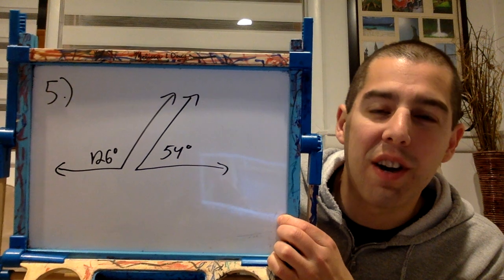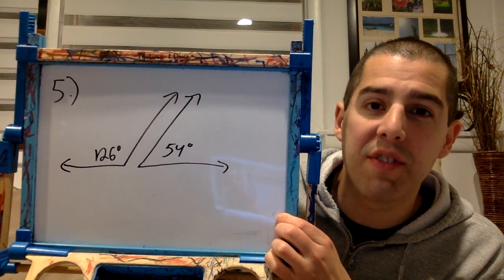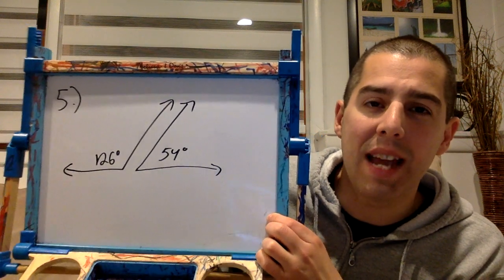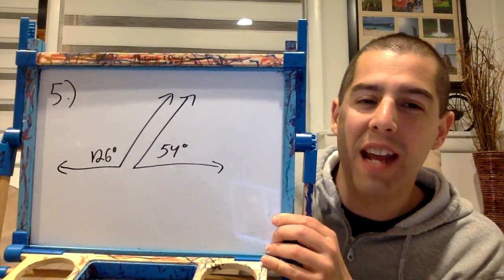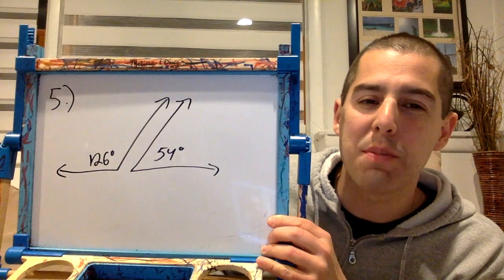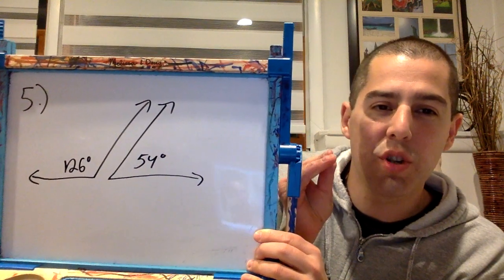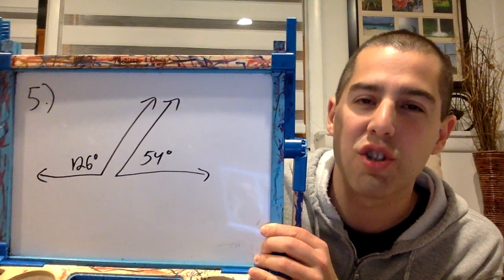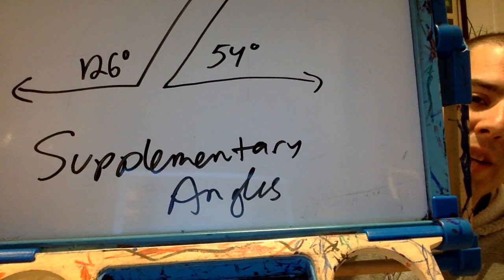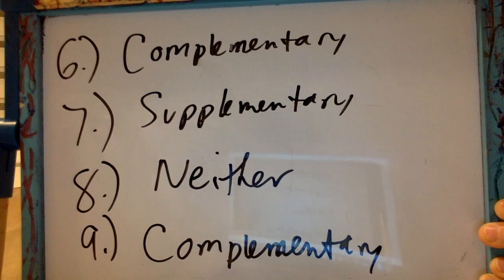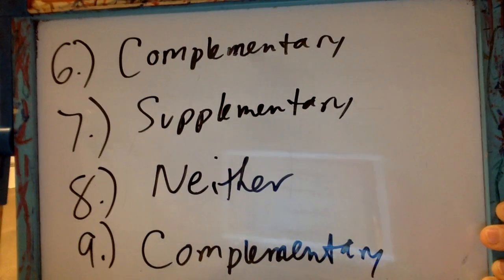Number 5, 126 degrees and 54 degrees, if you add them together, what would you get? 180 degrees. And in fact, you can even see the way this picture is set up that if I push those two angles together, it would make a straight angle. This is supplementary angles. Here's 6 through 9.